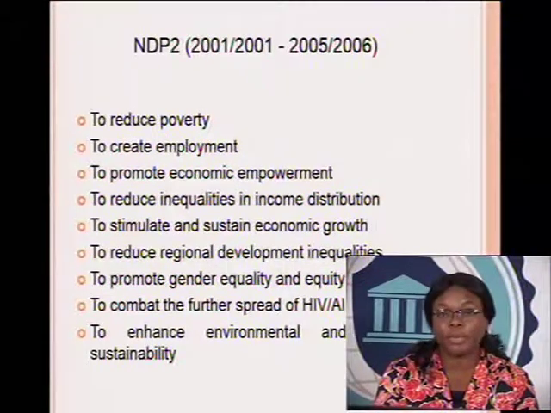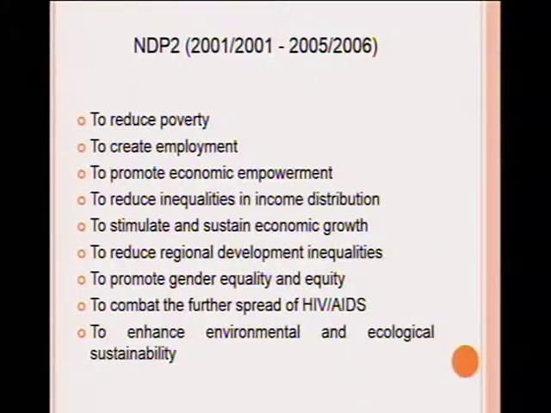We have the 4 points from the NDP1, which is poverty, unemployment, inequality, but other things were added, such as to combat the further spread of HIV/AIDS, to promote gender equality and equity, and also to stimulate and sustain economic growth. Also to look at the environment, enhance environmental and ecological sustainability. That is the national plan in the developmental planning of Namibia.